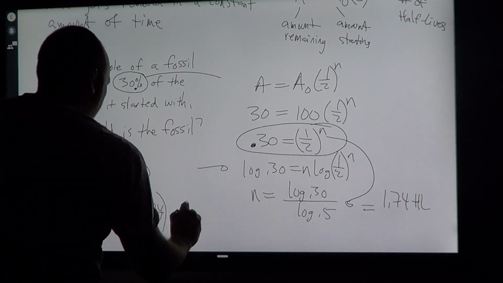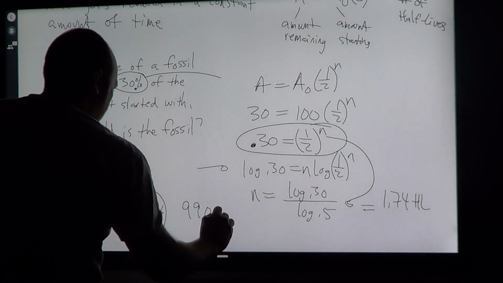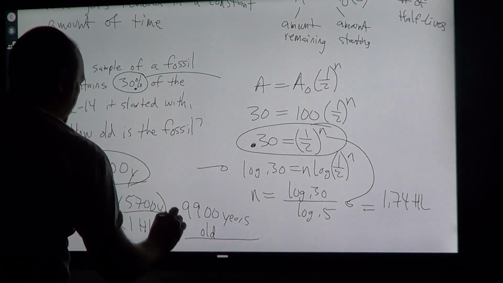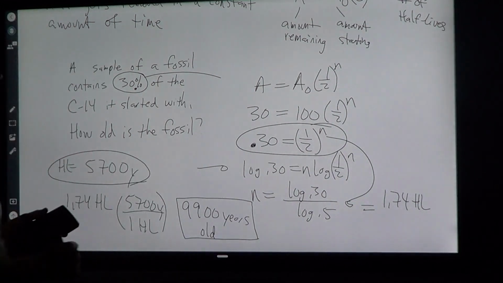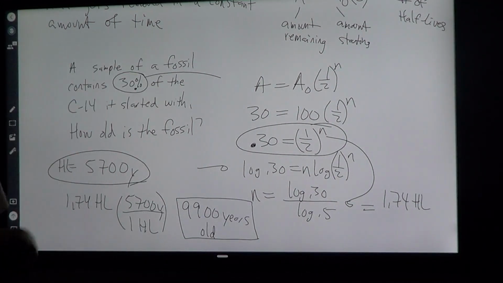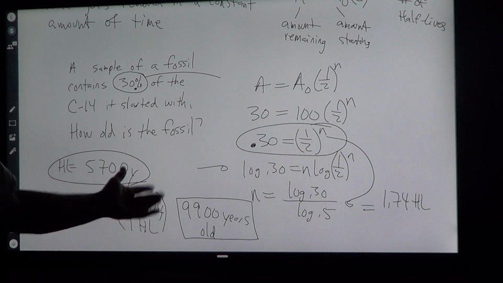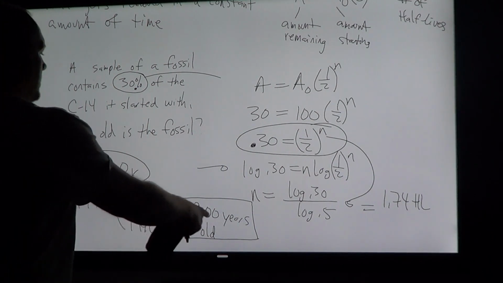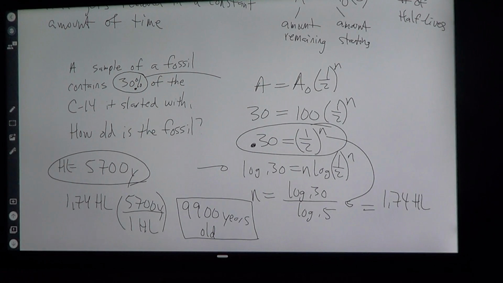And so I get 9,900 years old. So whatever that was a fossil of, if it was a plant, that plant died approximately 10,000 years ago. If it was an animal, it couldn't be a dinosaur because it only died about 10,000 years ago.